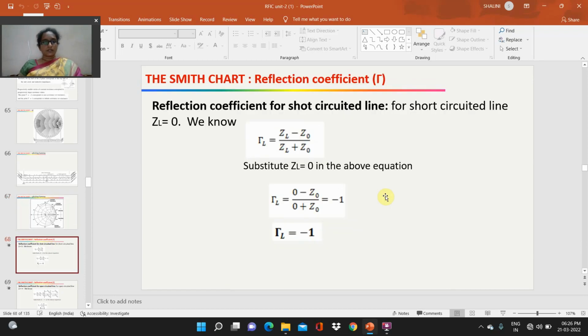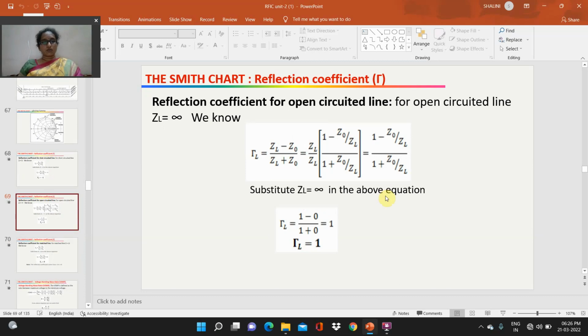Reflection coefficient for a short circuited line. For a short circuited line ZL is equal to 0. We know gamma L is equal to (ZL minus Z0) by (ZL plus Z0). Substituting ZL equal to 0 in the above equation, gamma L is equal to (0 minus Z0) by (0 plus Z0), which is equal to minus 1. So gamma L is equal to minus 1.